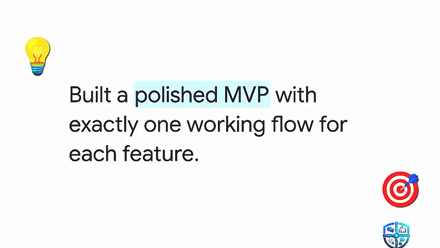So, how did they actually pull it off before time ran out? Brutal prioritization. Their solution to all those challenges was to strictly limit their scope. They focused entirely on building a polished, minimum viable product with exactly one working flow for each feature. They didn't try to boil the ocean. They just made absolutely sure that the single most important path through each of those four tools worked flawlessly.